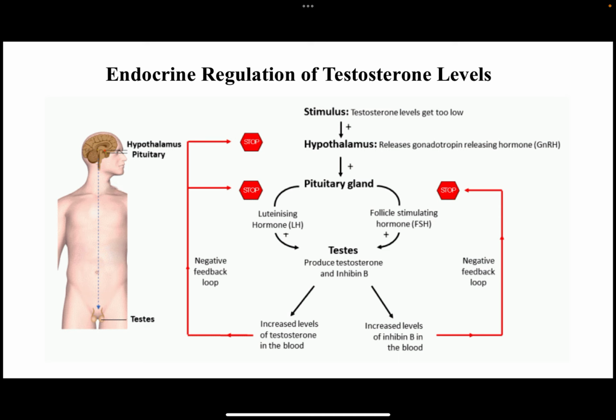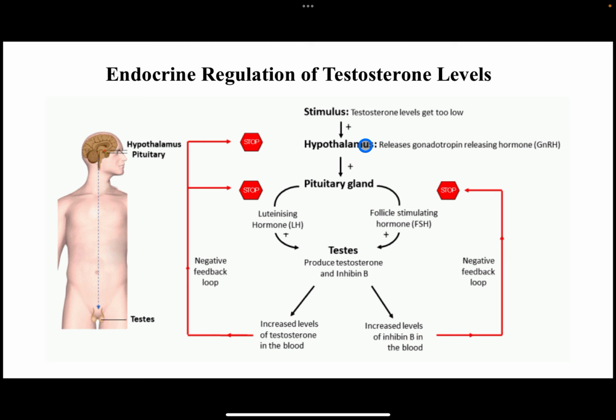Now, we mentioned that the gonads are under the regulation of the hypothalamic-pituitary-gonadal axis. So we have an axis that regulates the functions of the gonadal glands. So you know the hypothalamus releases the gonadotropin releasing hormone.